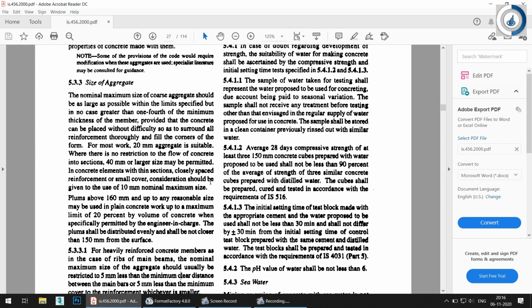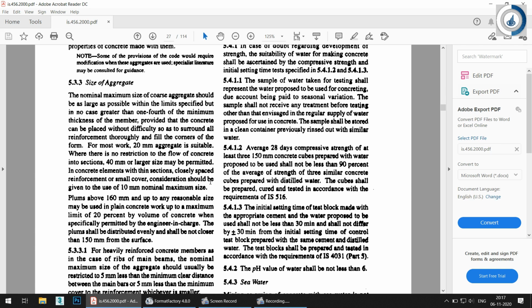And the initial setting time of the test block made with appropriate cement and the water proposed, so whatever water you are going to use, shall not be less than 30 minutes and shall not differ by plus or minus 30 minutes from the initial setting time of the test block prepared with the same cement and distilled water. So again, the initial setting time also you have to check with the water which you are going to use and with the distilled water, and it should not be less than 30 minutes and should not differ by plus or minus 30 minutes when you compare both the values.